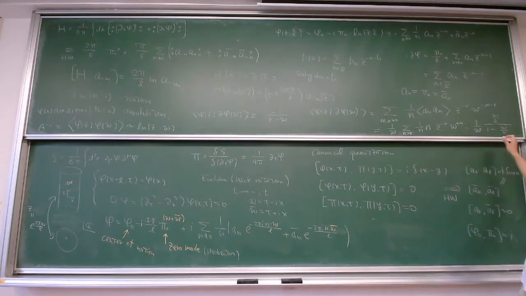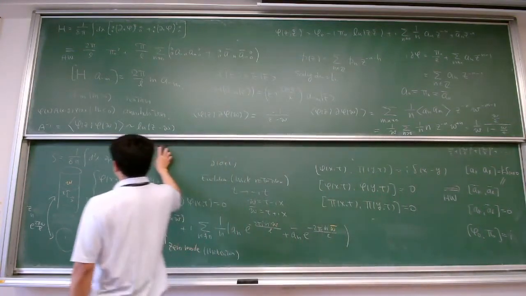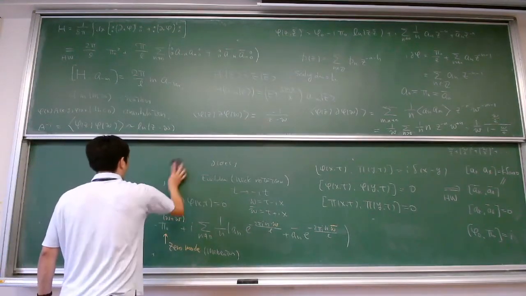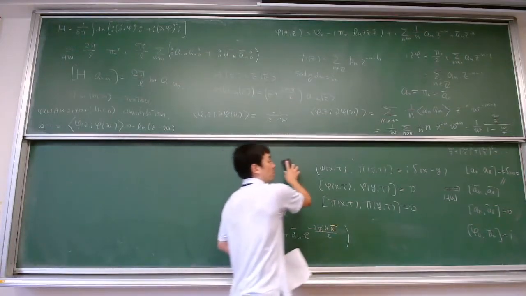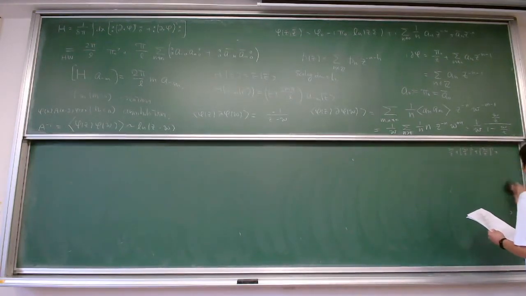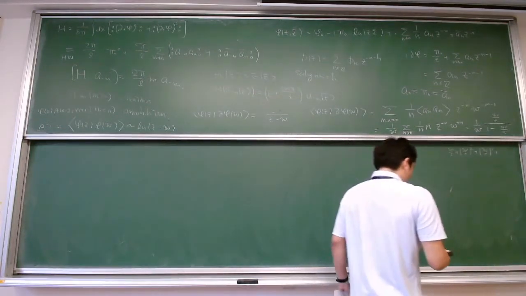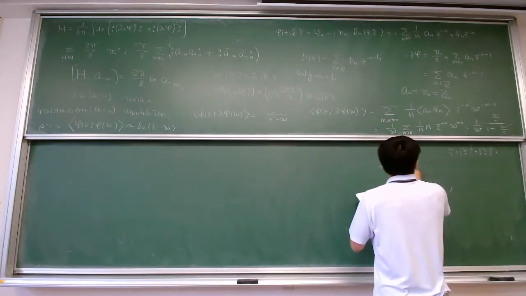So as I mentioned, this part is equal to w over z plus w over z squared plus w over z cubed and so on. Okay? Do you agree? And then, so therefore, let me erase. This one will simplify into one over z minus w.